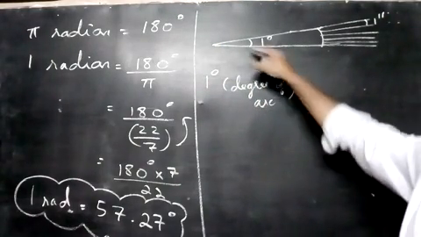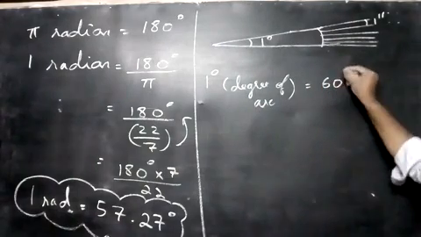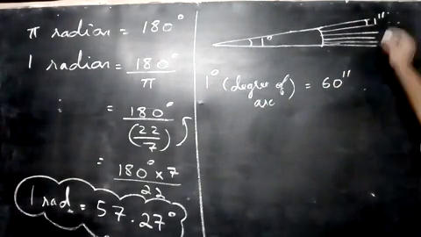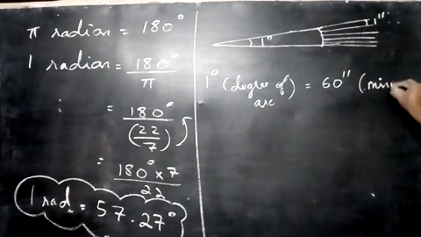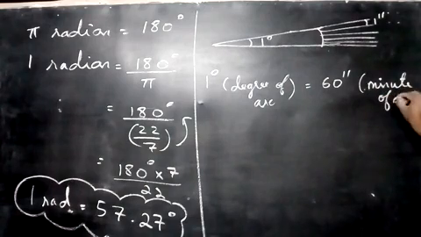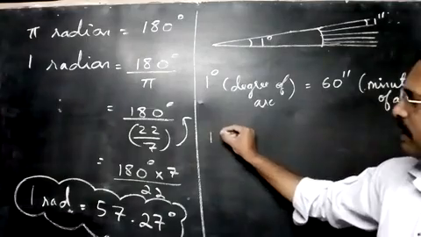Now we know how it comes. It's a part of an arc there. So 1 degree is equal to 60 minutes. Sorry, it's not a second here, it's 60 minutes. So we can say minute of arc. So 1 degree is 60 minutes there. And 1 minute.